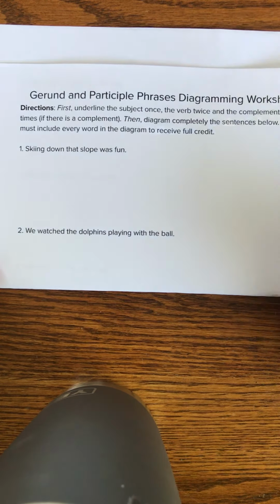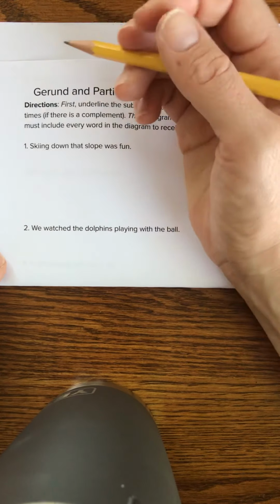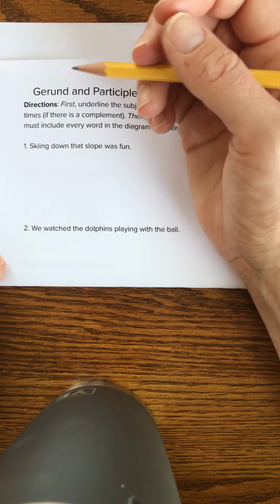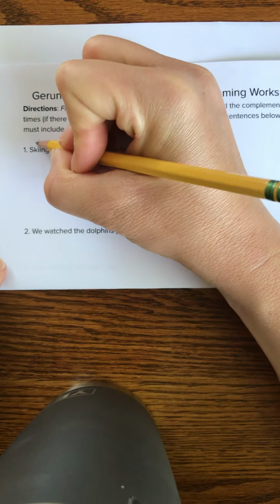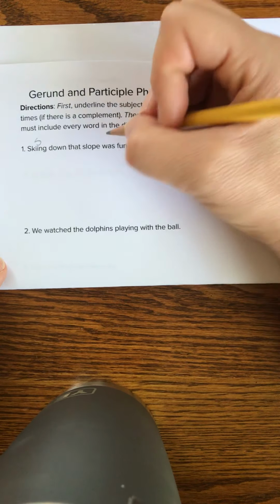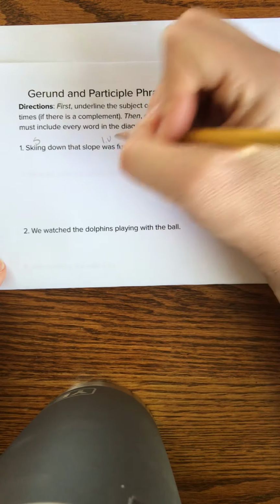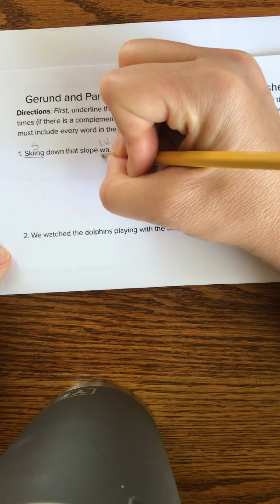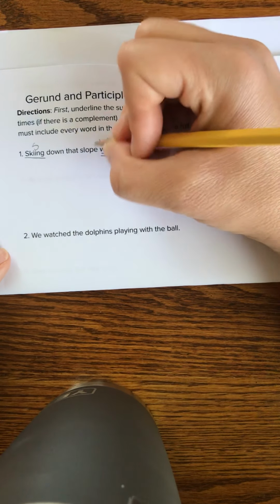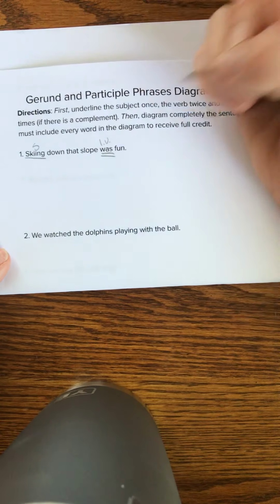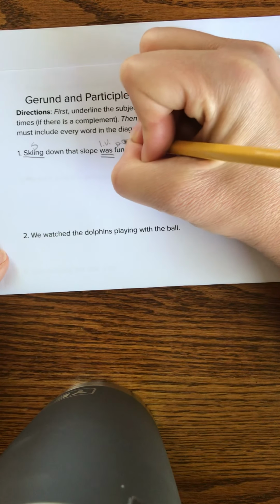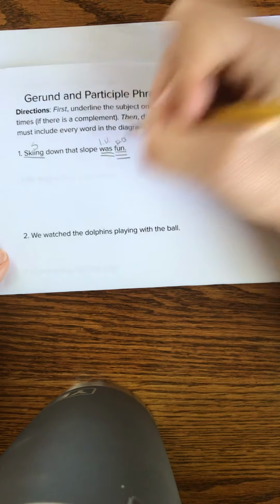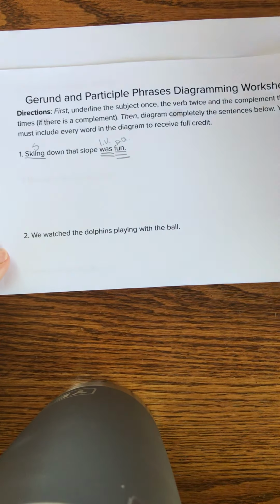Skiing down that slope was fun. This sentence might look familiar. We did a practice one that was a lot like this. Skiing is my subject. My verb is was, linking verb. So I'm going to underline my subject once, my linking verb twice, and if it's coming after a linking verb and it's an adjective, I know that this is my predicate adjective, also known as my complement. So I underline that 3 times.